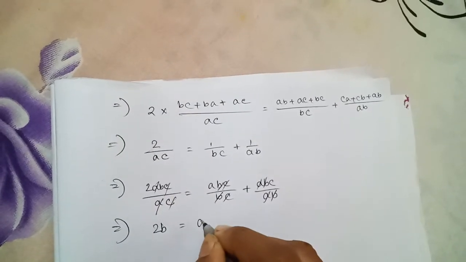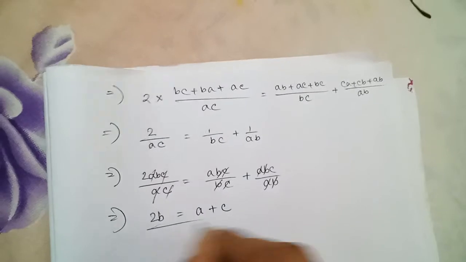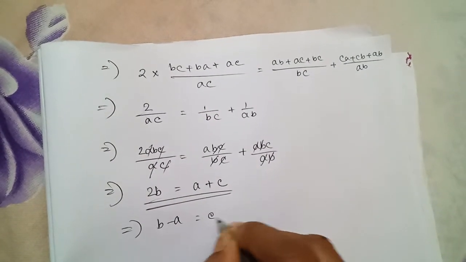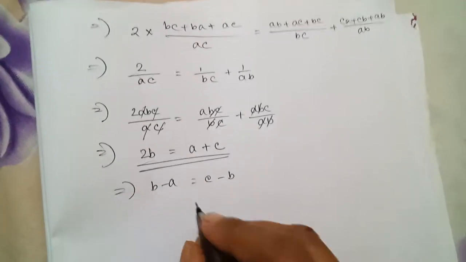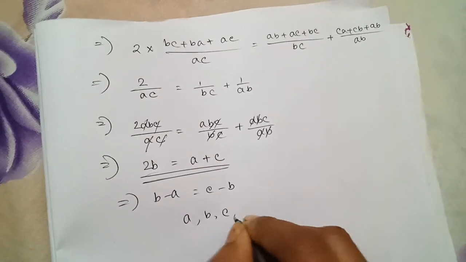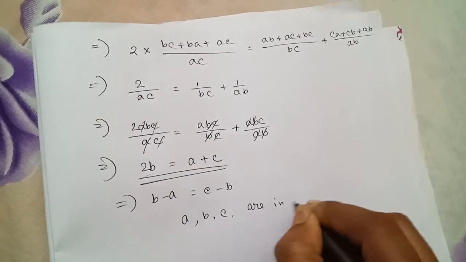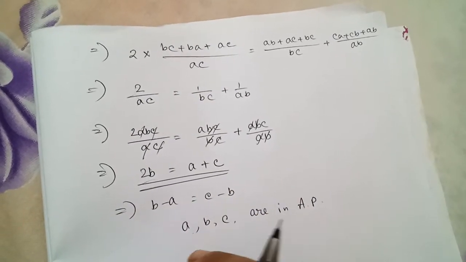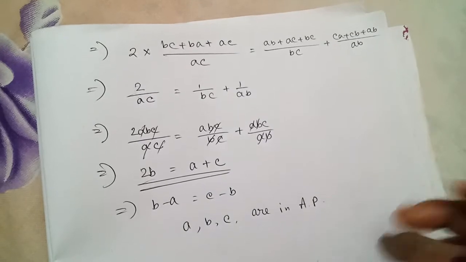2B is equal to A plus C. 2B equal to A plus C means B minus A equals C minus B. It means A, B, C are in AP because their common difference is the same. So A, B, C are in AP.